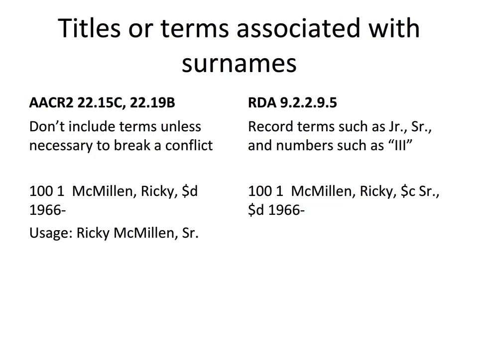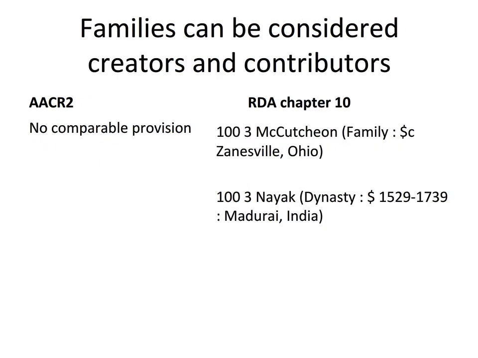Another aspect of RDA we can be happy about is this. When a person is known as senior, junior, the third, or some other term that conveys similar meaning in other languages, we include them in the access point for the person. So the access point for the famous American country singer Hank Williams Jr. can be exactly what people expect it to be.